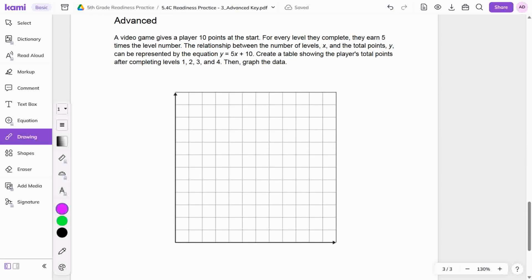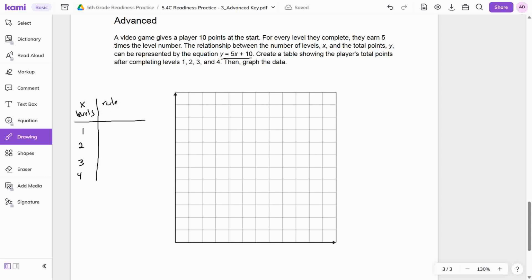So for our third problem, we have a video game player. Starts with 10 points. Every level we've got 5 times the number of levels, so we've got y equals 5x plus 10. And so we need to create another table, 1, 2, 3, and 4 levels, and then we need to graph the data. All right, so we're getting pretty good at this. Let's try it one more time. So x is going to be the number of levels. And they've already told us we need 1, 2, 3, 4. Let's save room for our rule, and that is 5x plus 10.